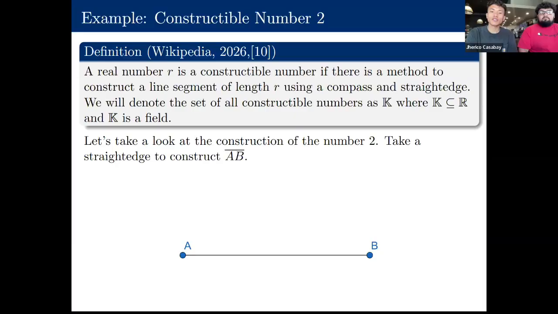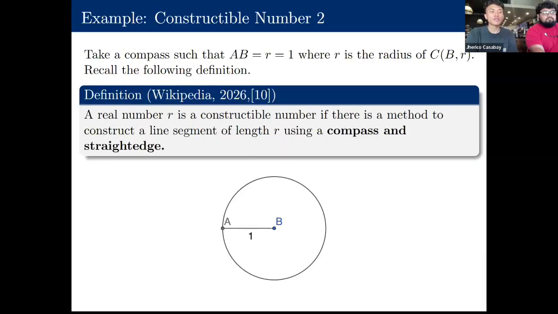We're going to first start off by taking a look at the construction of the number 2. We can take a straight edge using our 2 points A and B to construct the line segment AB. Then using our compass, we take center point B and a point A that's lying on the circle and draw a circle with it. We define the distance between A and B to be the length 1, so we have a unit segment AB. Recall that the definition of a constructible number is that we use a compass and straight edge. So right now we have the first constructible number, which is 1.